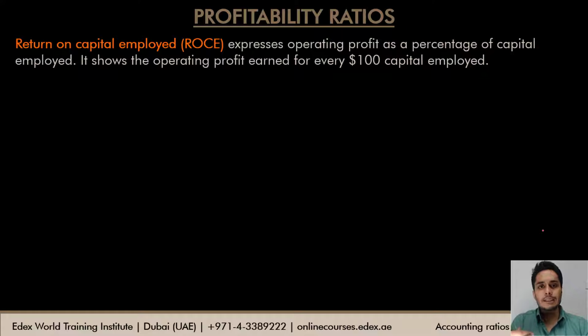Our last ratio under the profit ratios is the return on capital employed. Capital employed is the total funds invested in the business. So our ROCE expresses the operating profit as a percentage of capital employed. It shows how much operating profit the business is earning for every $100 capital employed.